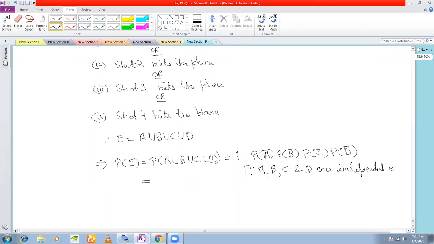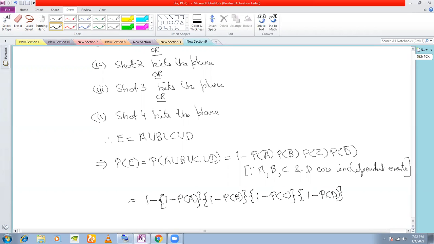All 4 are independent events. That is why I'm able to write this. Therefore, 1 minus, what is PA bar? It is 1 minus PA, right? Let's put a curly bracket. What is PB bar? It is 1 minus PB. PC bar is 1 minus PC. And PD bar is 1 minus PD.